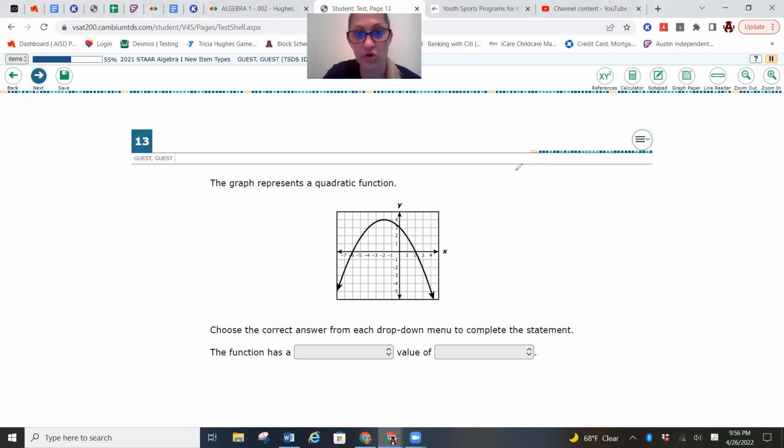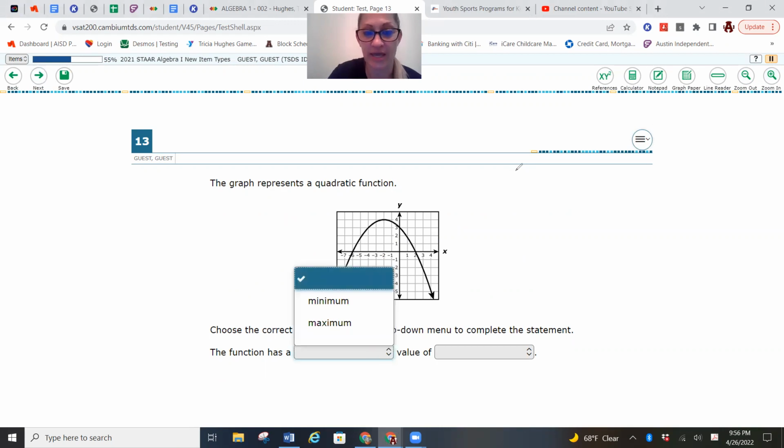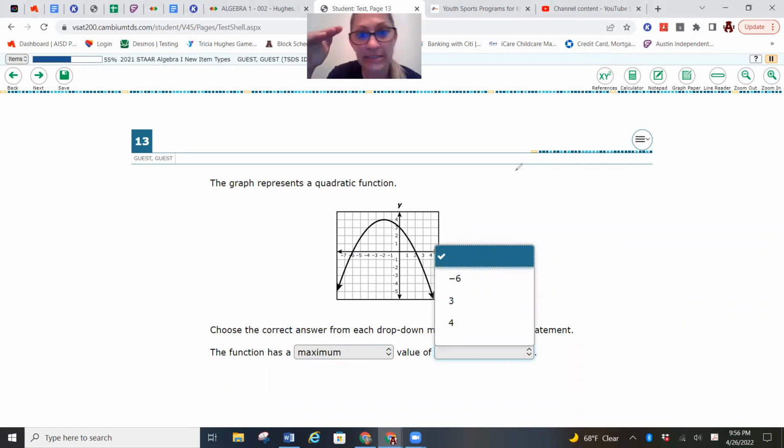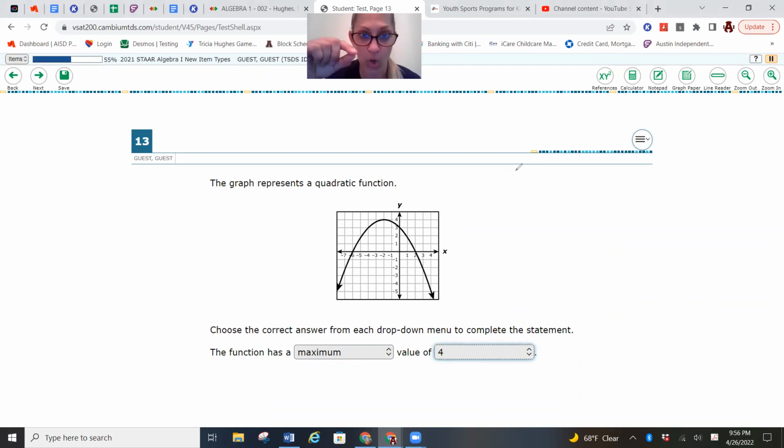This graph represents a quadratic function. Choose the correct drop-down menu item to complete the statement. This function has, well, it's going down. So the highest point is called a maximum. And the value is, well, how high did it go? It went to the level of the 4. Save, move on.